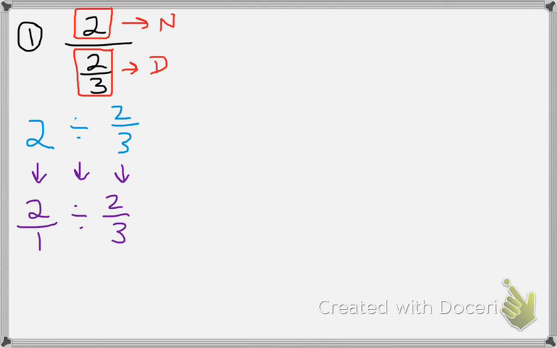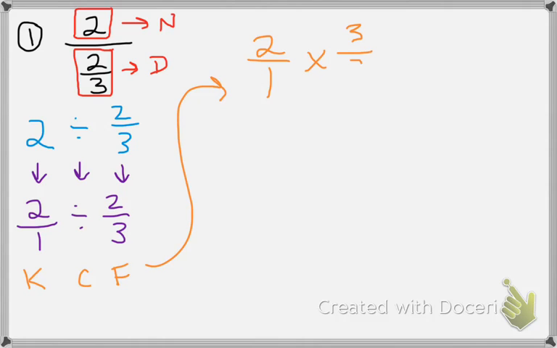Now, what do we do when we divide fractions? Keep, change, flip. We keep the first fraction the same, so 2 over 1 stays as 2 over 1. We change the division sign to multiplication, and then we flip the second fraction to its reciprocal. So instead of 2/3, it's going to be 3/2, or 3 over 2.